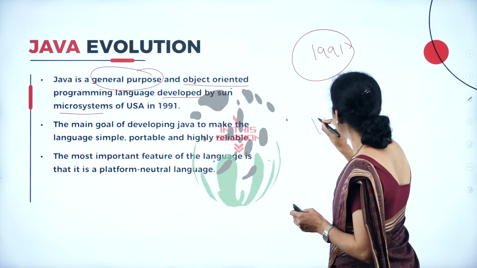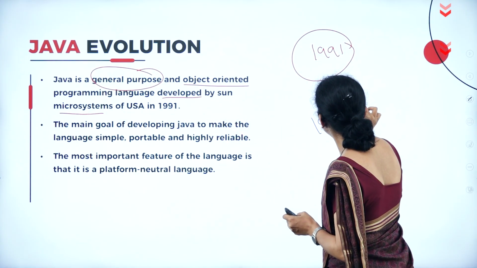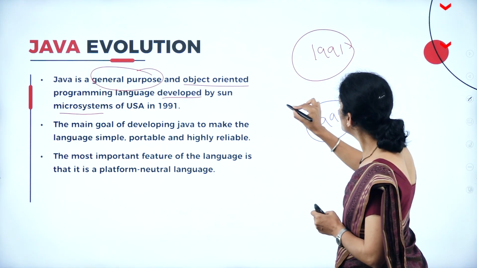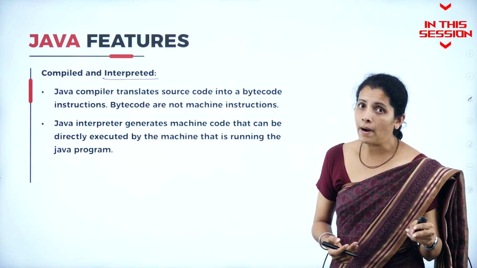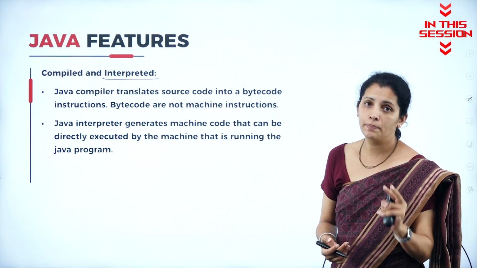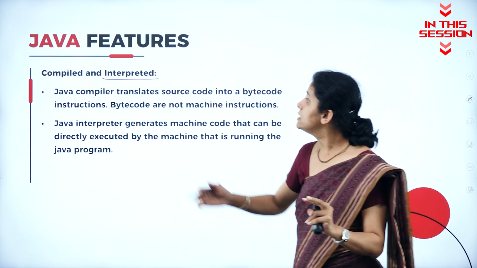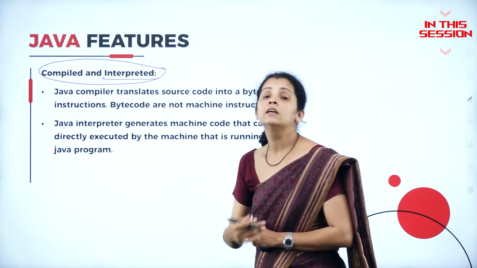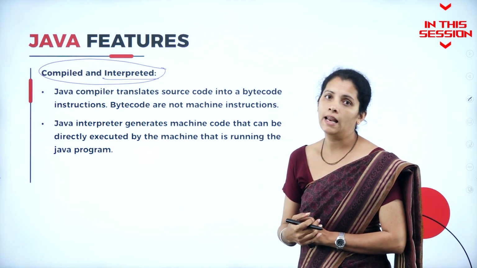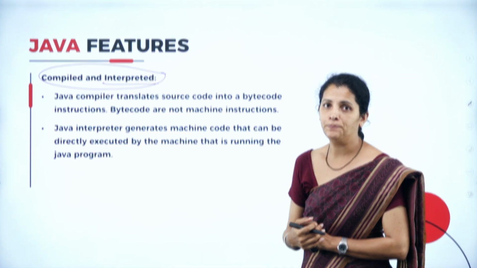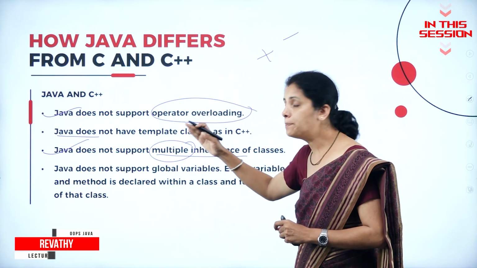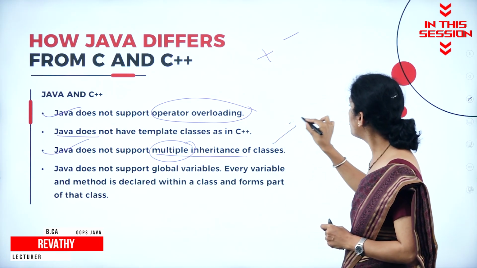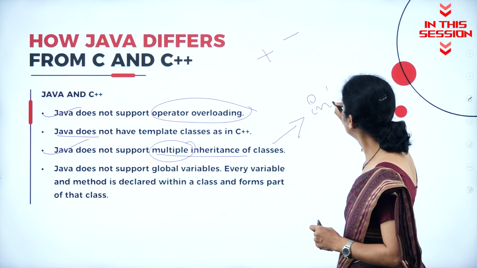Before 1995, the name of the Java program was OAK. What is compiled and what is interpreted? So dear student, these two things are called as translator or language translator. If I want to create multiple inheritance in Java, then I'm going to use the concept called interface.